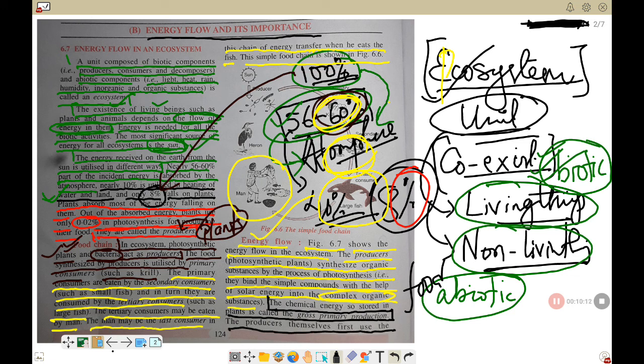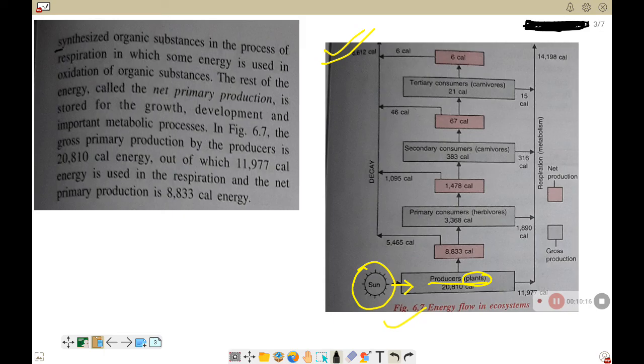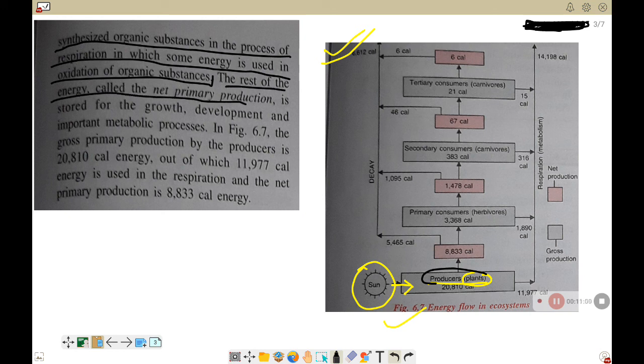The producers themselves first use the synthesized organic substance in the process of respiration, in which some energy is used in oxidation of organic substance. You can find every sentence that I'm showing you here in your book. So here you see that the plant is producing the energy, but a small portion of that energy is taken up by the plants. The chemical energy in the form of food produced by the plant is called the gross primary production. Now the rest of the energy, called the net primary production, is stored for growth and development and important metabolic processes.